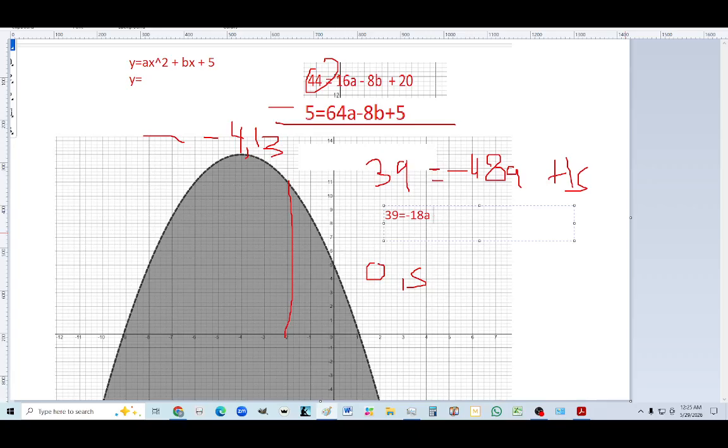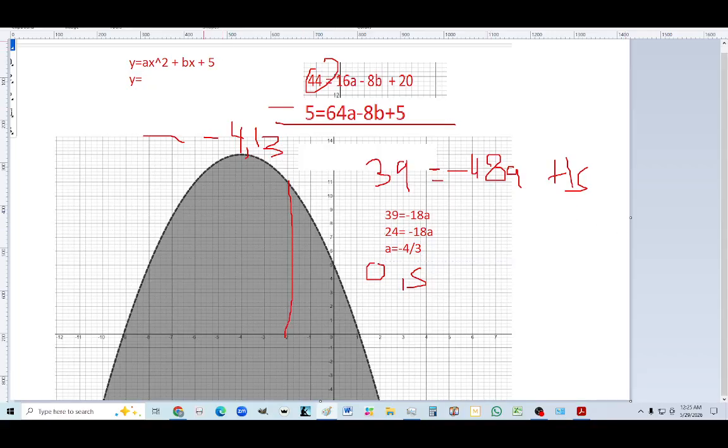I subtract 15 from both sides. 24 is equal to minus 48a. And then divide by minus 48. I get a simplified negative 24 over 48. Both are divided by 24. I get negative 1 over 2. So that's my a.